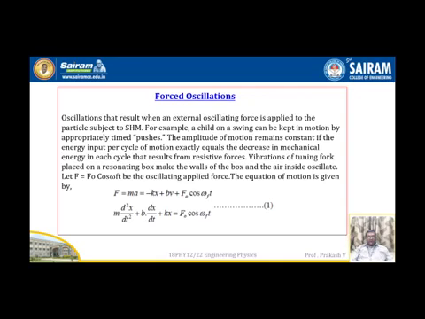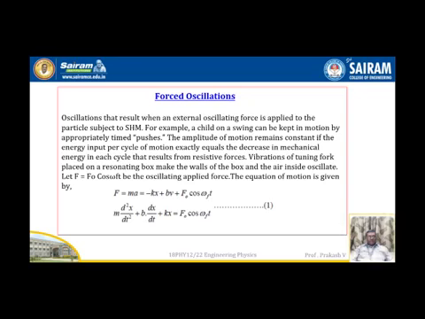Oscillations that result when an external oscillating force is applied to a particle subject to simple harmonic motion. For example, a child on a swing can be kept in motion by appropriately timed pushes. The amplitude of motion remains constant if the energy input per cycle of motion exactly equals the decrease in mechanical energy in each cycle that results from resistive forces.